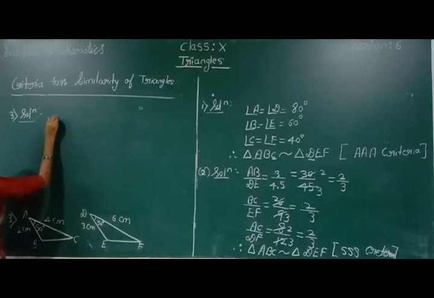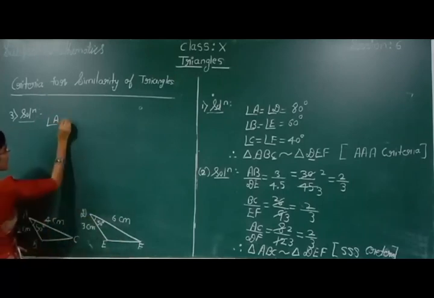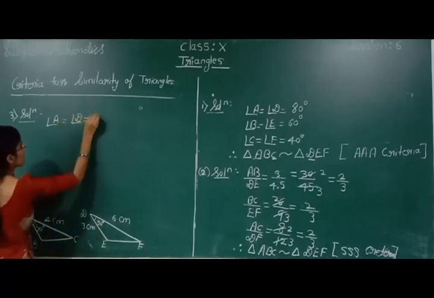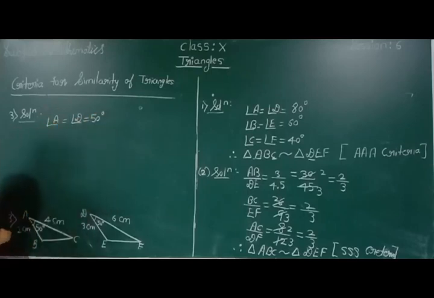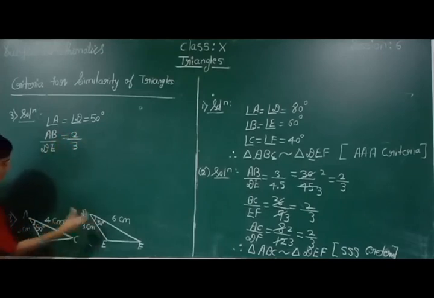See here, in triangle ABC, angle A is 50 degree, in triangle DEF, angle D is 50 degree. Angle A is equal to angle D is equal to 50 degree. Now see here, angle A is included between these two sides. Yes or no? We will check the ratio AB by DE. AB is 2 centimeter, and DE they have given 3 centimeter. It will come 2 by 3.